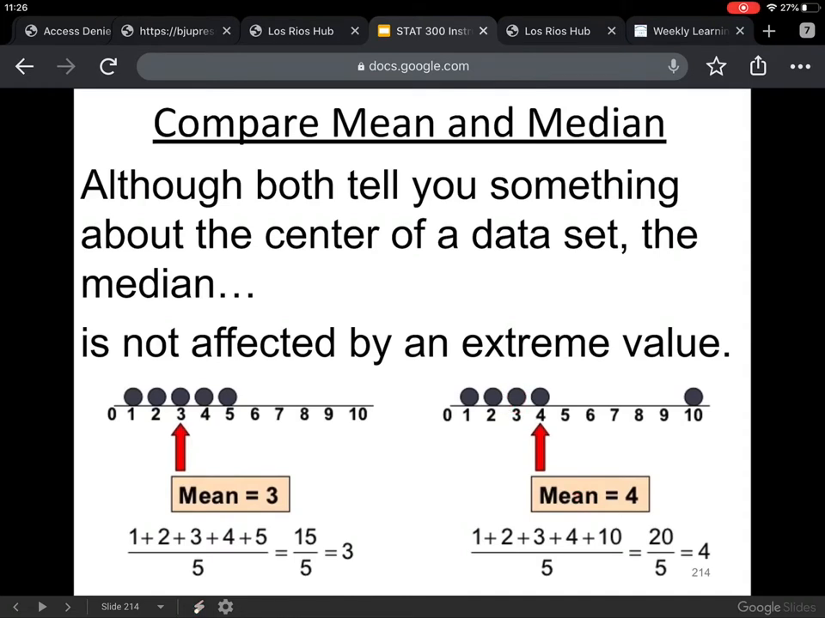So take note of that. The mean is affected by outliers, and the median is not.